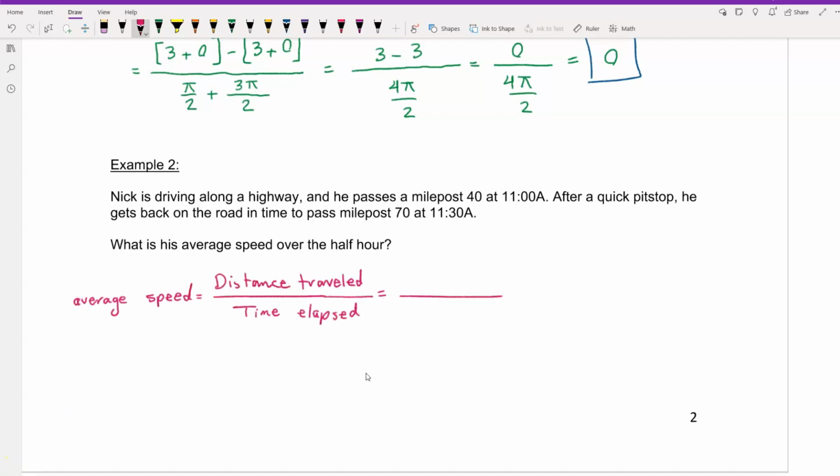So average speed is equal to distance traveled divided by time elapsed. Distance is 70 minus 40 miles, divided by time elapsed. Here we have half an hour, so it's 0.5. 30 divided by 0.5 is equal to 60 miles per hour. So this is our answer for this part.